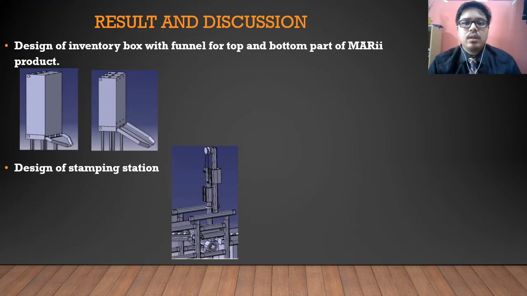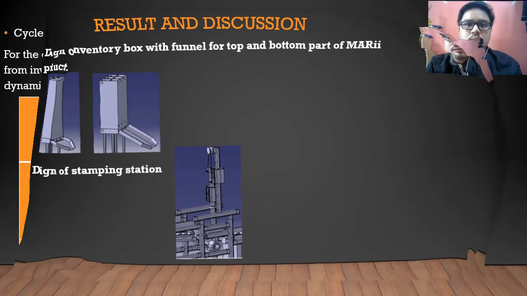After following the DMADV methodology, the results and discussion achieved are listed as shown below: the design of the inventory box with funnel for the top part of the product, the design of the inventory box with funnel for the bottom part of the product, and the design of the stamp station. Then the simulation was done to show the mechanism work for those designs.